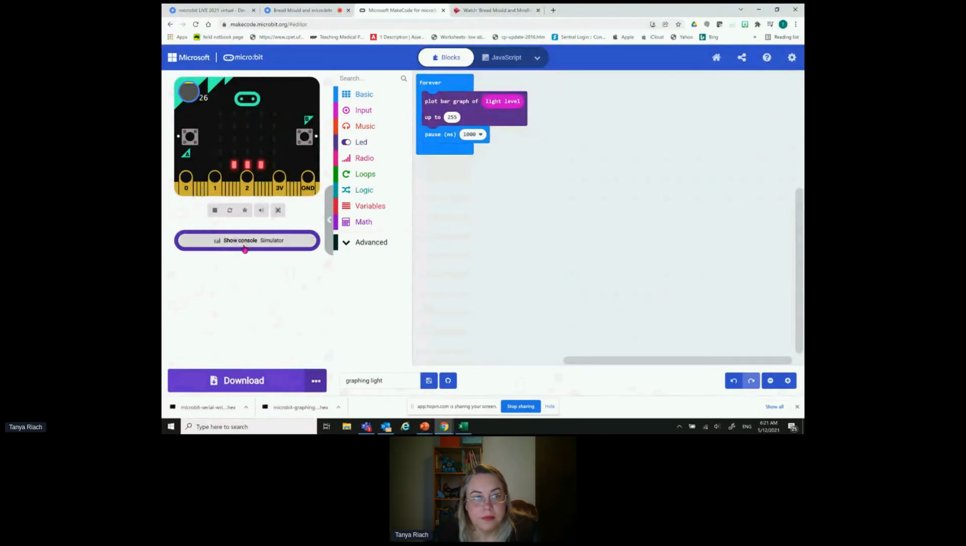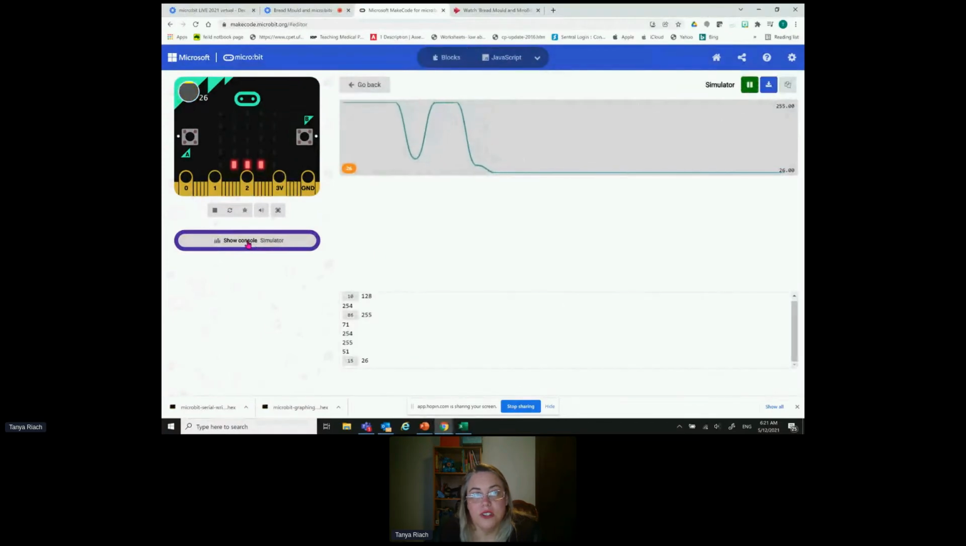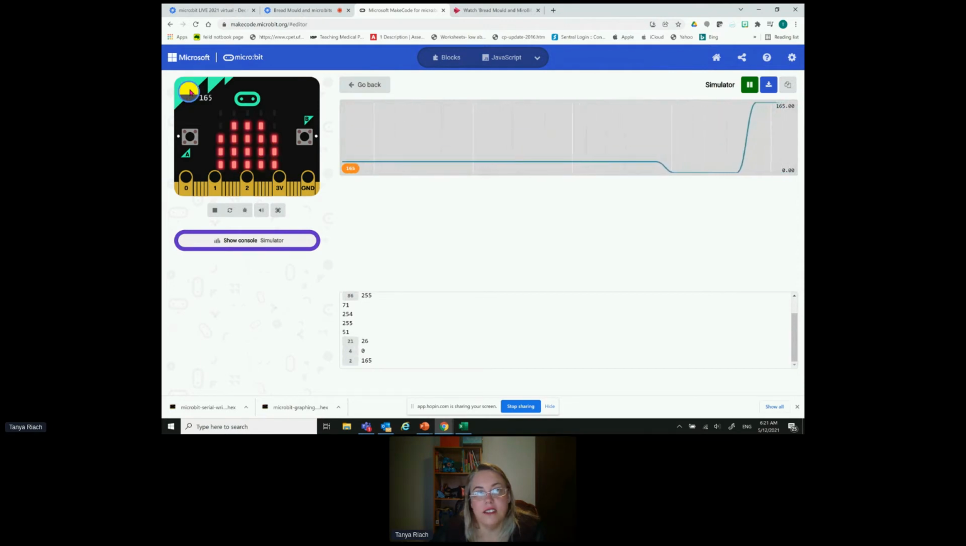Now, what we got them to do was to show the console as well. So the console allowed them to see their experiment in real-time graphing. So you could change the level of light and the graph would then move up and down. And if they wanted to, they could export this into Excel so that they had a graph that they could then analyze later.